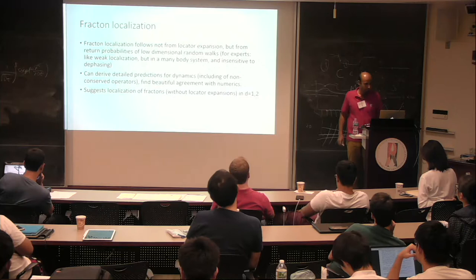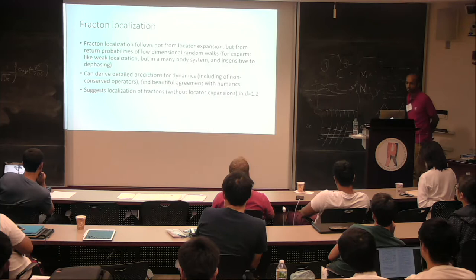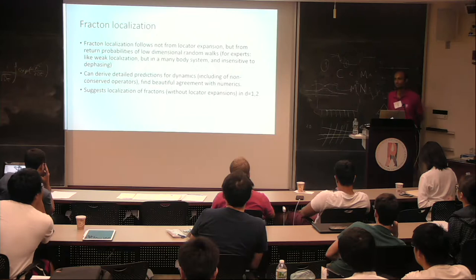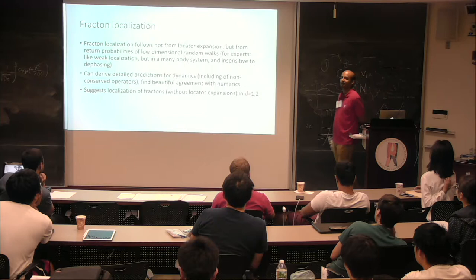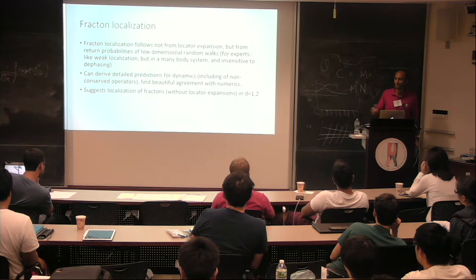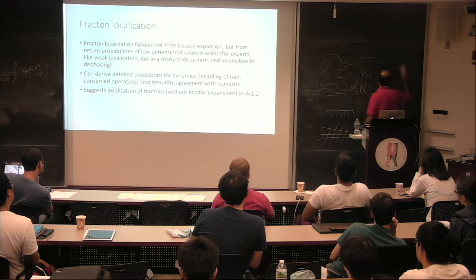And the end result is that charges are localized near their original position. And this is localization which does not follow from locator expansion, but rather it follows from the return probabilities of low-dimensional random walks. Now, those of you that are expert in single-particle localization will recognize that this looks an awful lot like weak localization. So there is one prior example of localization without locator expansions, and that's the phenomenon of weak localization in low dimensions in single particle physics.